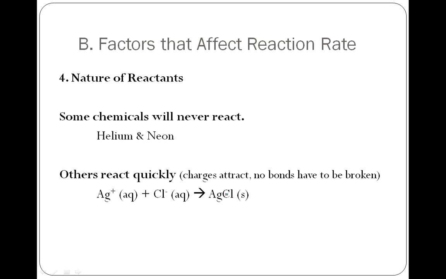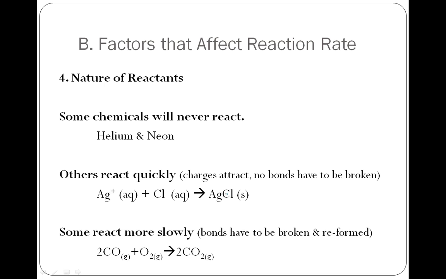So it's going to be pretty easy for the Ag+ and the Cl- to get together and react. And then there's some things that are a little bit slower, but actually will react if you give them enough collisions and enough time. An example of this would be carbon monoxide and oxygen. They will collide enough to eventually cause the bonds to be broken and the new bonds to reform and make CO2. The more complex your reactants are, the slower they tend to react. Not always, but that's kind of a general idea. And again, it just has to do with how many bonds have to be broken, how many things have to collide at the same time with the right orientation.